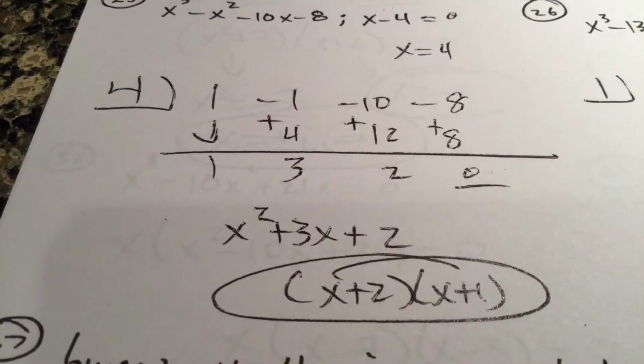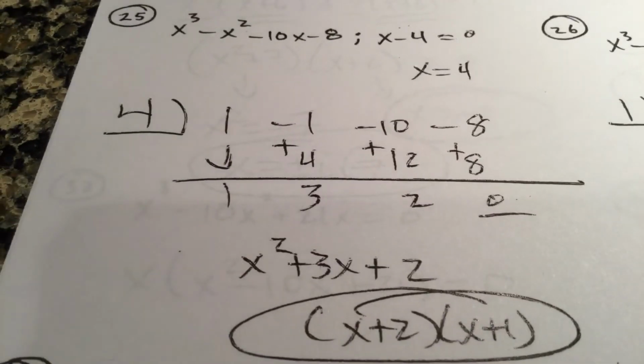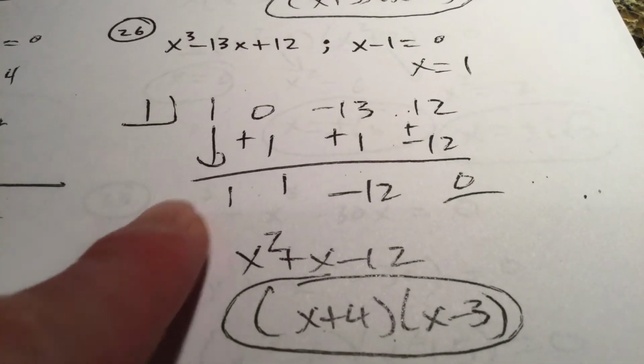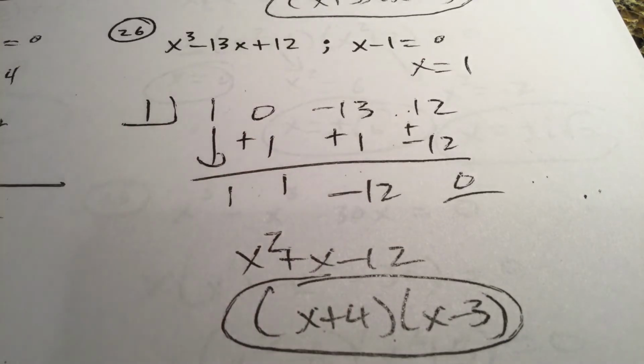All right, look, there's the work for 25. It's pretty self-explanatory. Same deal. All right. And there is the work for 26. You just got to put a 0 in for 0x squared.